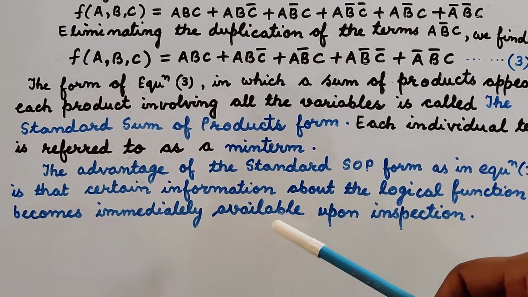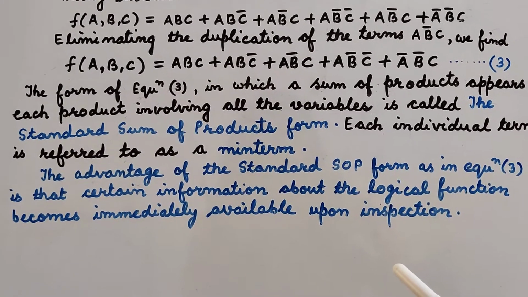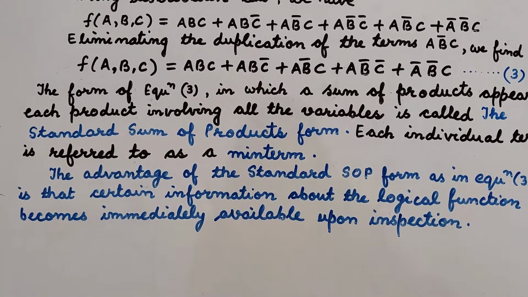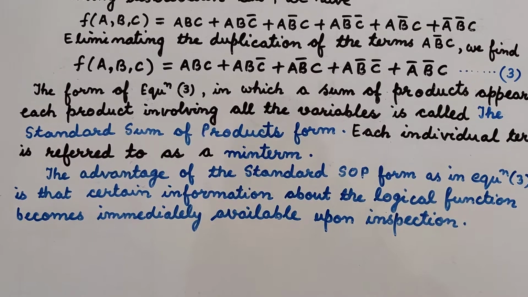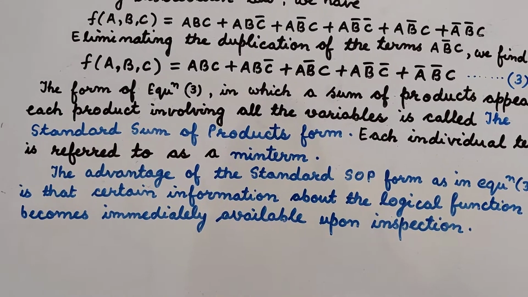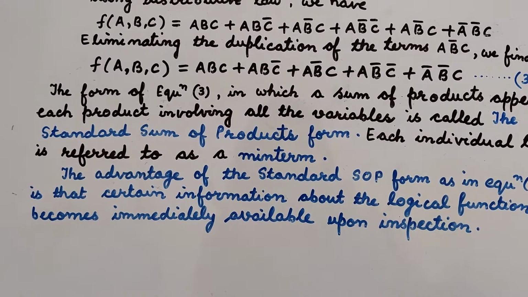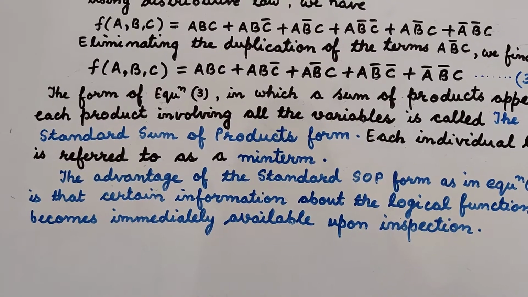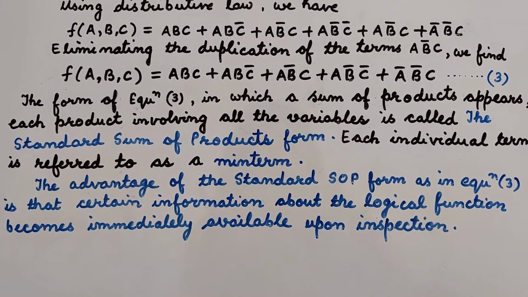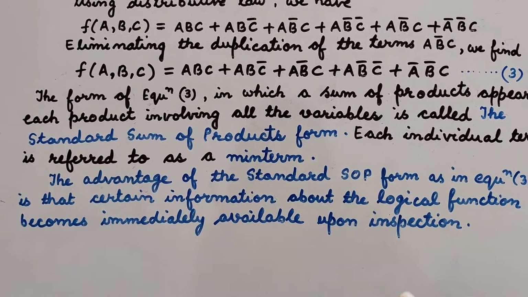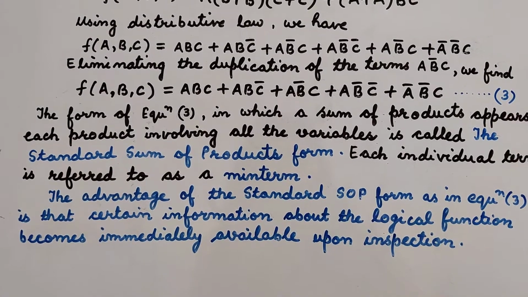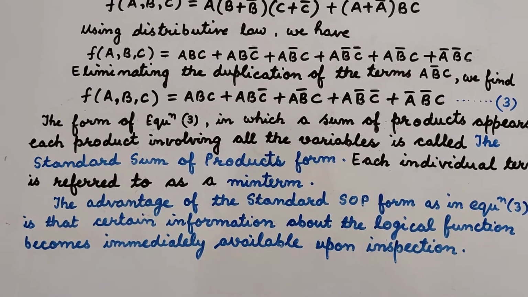Now what is the advantage of the standard sum of products form? That is, why do we express any logical function in the standard sum of products form? The advantage of the standard sum of products form, as we have obtained in equation 3, is that certain information about the logical function becomes immediately available upon inspection. That is, just by inspection we can get several pieces of information about the logical function. So this is the advantage of the standard sum of products form.